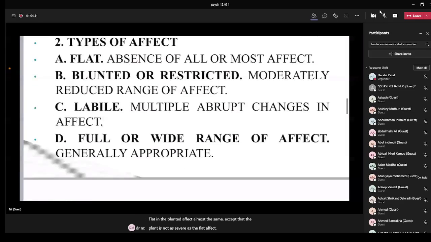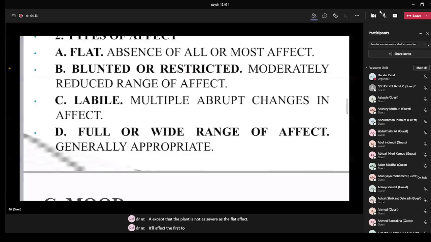Labile affect refers to rapid changes in the affect. So one minute, the patient is laughing loudly. The second minute, the patient is showing sadness or they are crying, and then they become agitated and so on. So the affect can be labile, meaning it keeps on changing and the change occurs very rapidly.